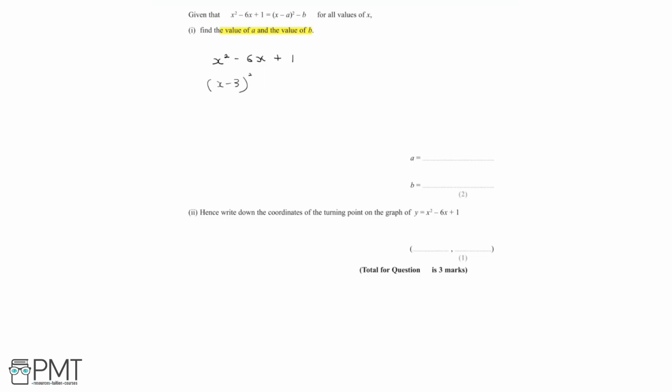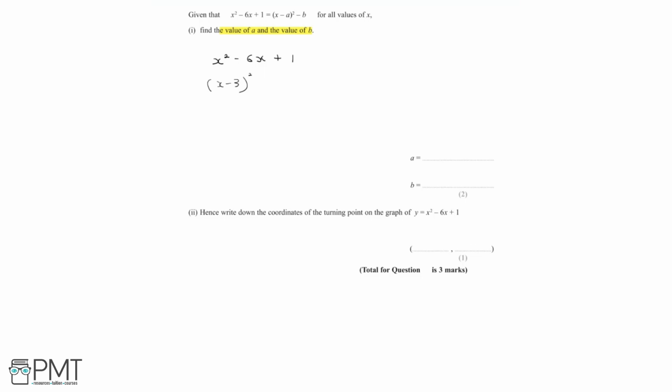So if, for example, our quadratic was x squared minus 8x plus 1, we'd do (x minus 4) all squared, because minus 8 divided by 2 is equal to minus 4. Or if we had x squared plus 10x plus 1, we'd do (x plus 5) all squared, because 10 divided by 2 is equal to 5.